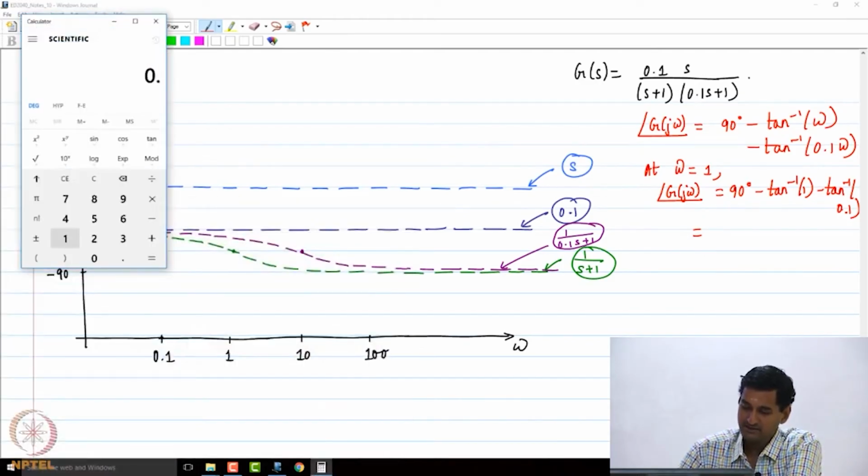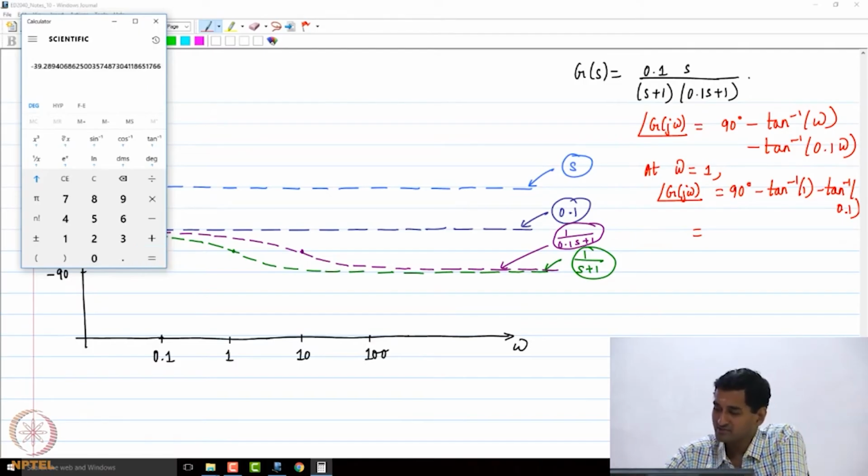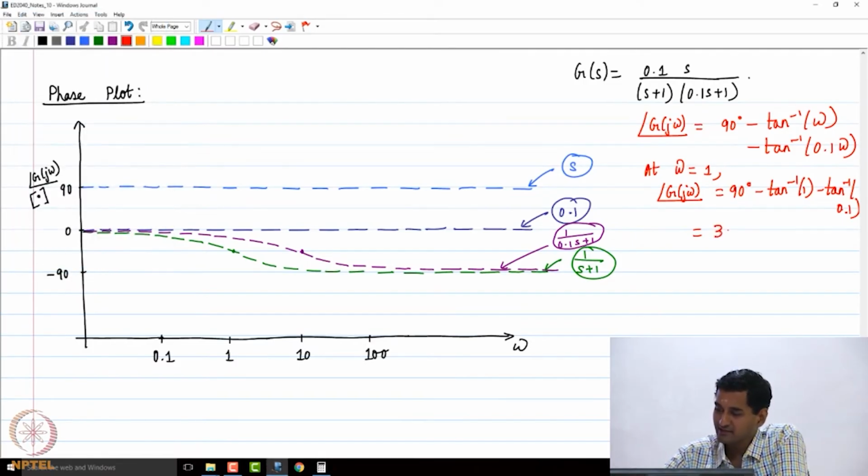So if I calculate tan inverse of 0.1, that is around 5.71 degrees, right. So 5.71 plus 45, that is going to be the one. So I subtract it from 90, I get 39.29, right. So that is what I have. So I get 39.29 degrees as the value at omega equals 1.